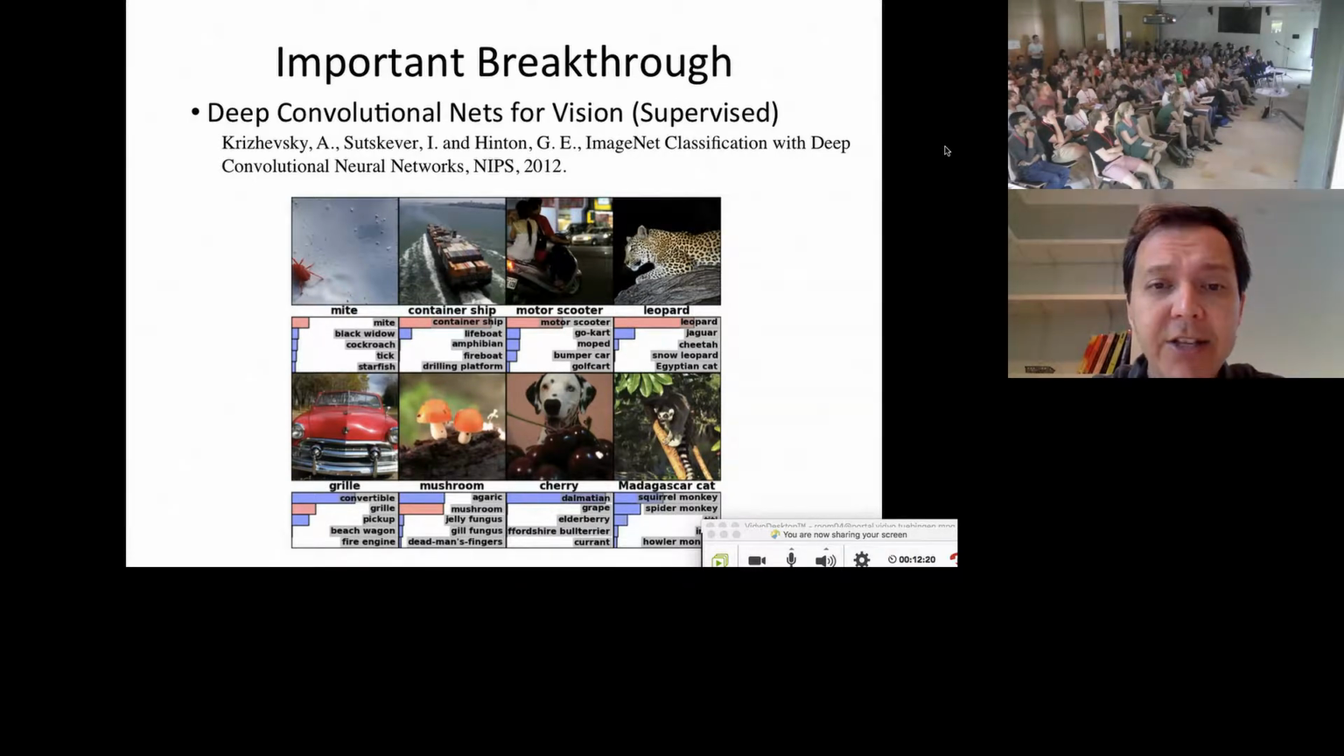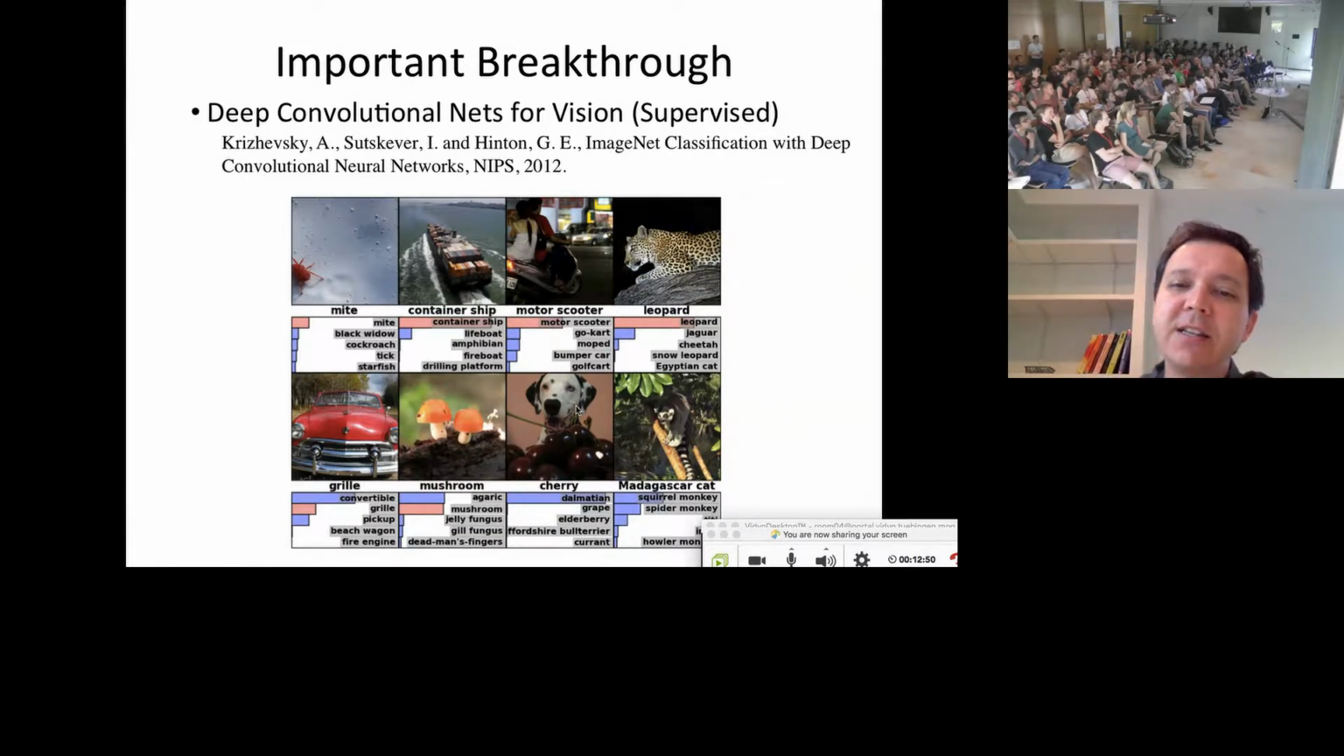And just to show you what the system does, if you look at this first image, the model correctly predicts that the class is mite. The second prediction is black widow or cockroach and such. If you look at this image, it says container ship, pretty confident about container ship, but it also says it's a lifeboat and so forth. And in the bottom row, you see some mistakes. I particularly like this one, where you see a dog with cherries, and the model says it's Dalmatian. But the correct class is cherry.